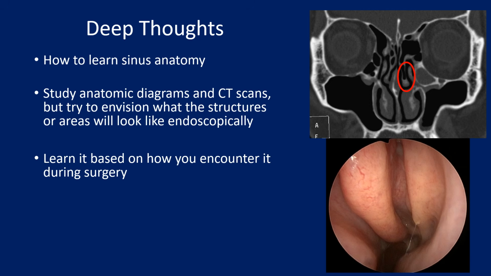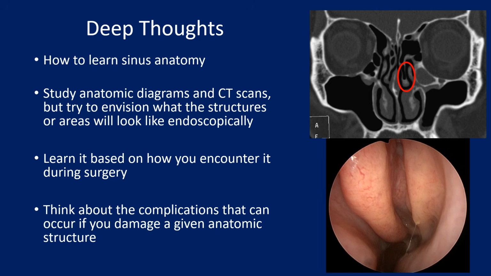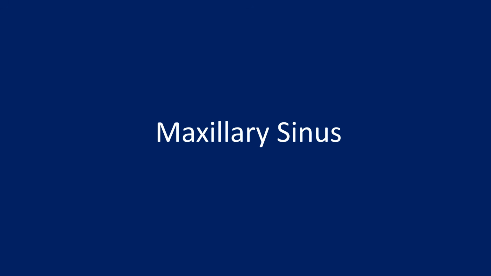So you can also learn it based on how you encounter it during surgery, and that's how I've structured this talk from maxillary through frontal. Think about the complications that can occur if you damage a given anatomic structure, and that'll really help you hone in both the anatomy, thinking about surgery, thinking about problems with surgery. It's just a better, all-encompassing way to think about anatomy. All right, and that's the end of deep thoughts. So let's dive right into the maxillary sinus.